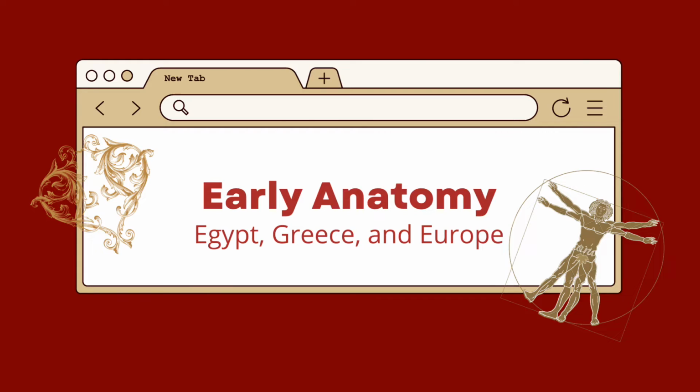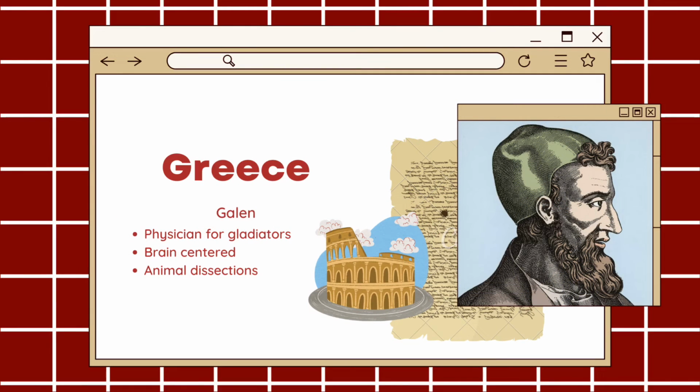Early anatomy will cover AD until the 20th century, and we will look at Egypt, Greece, and Europe. Moving on to early anatomy in Greece, Galen's curiosity was significantly growing as he became a physician for gladiators. From wounds, he could tell that there were many systems in the body, and he sought to discover these systems and their functions. Galen was the first to find a theory and depiction of the way that blood flows through the body. He challenged cardiocentric views, which were supported by ancient Egyptians and Greeks, such as Aristotle. Instead, he argued that the brain was the center of intelligence, motion, and sensation.